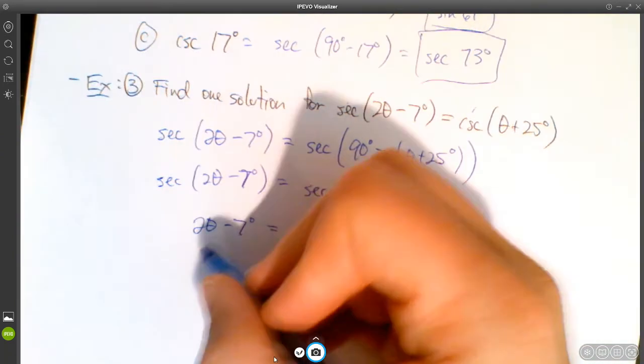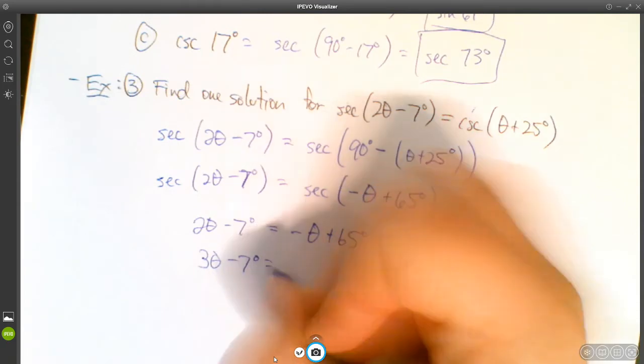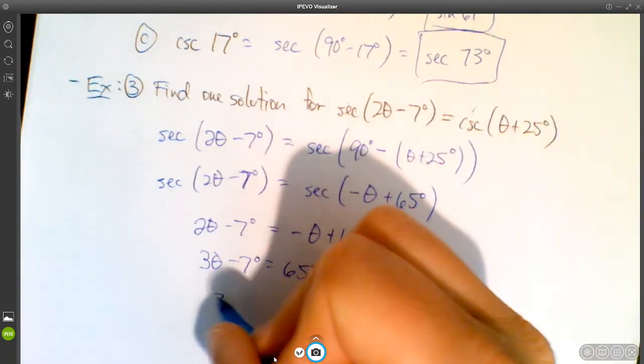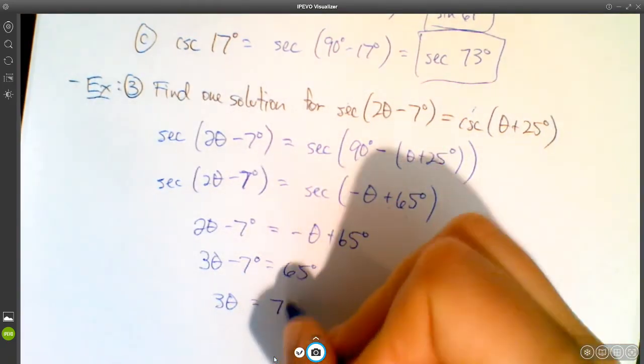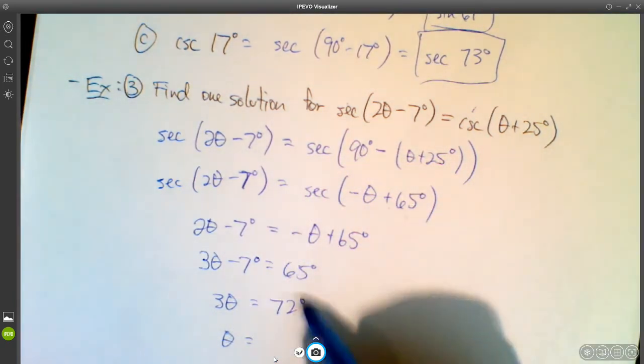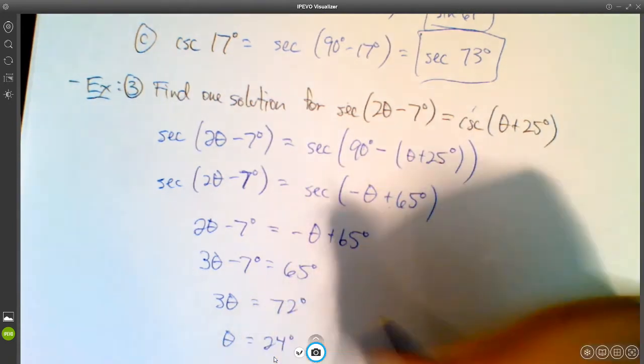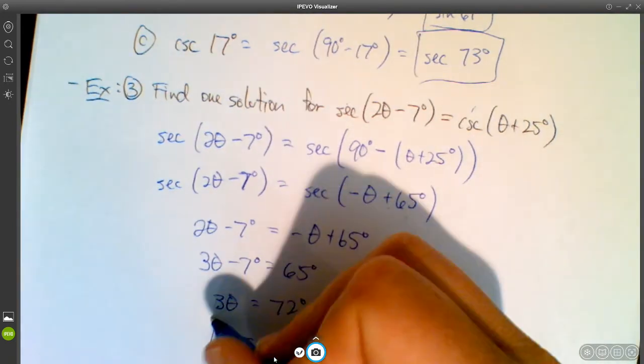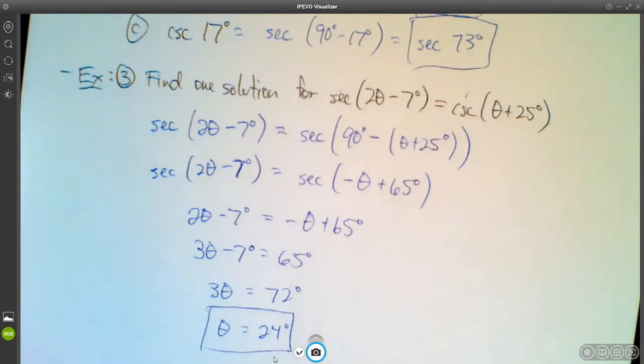So I can add theta to the other side, and then add 7 to the other side, and then divide by 3. Oh, isn't that lucky, right? 72 is 9 times 8, so I can divide by 3 and get 3 times 8, so that should be 24. So theta's 24. There you go. There's one solution. And it requires us to use a cofunction identity to find it. Okay? So a couple examples of using the cofunction identities.